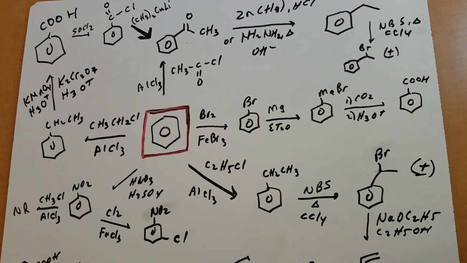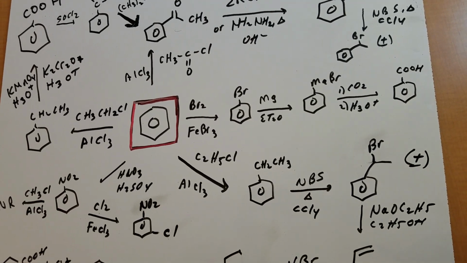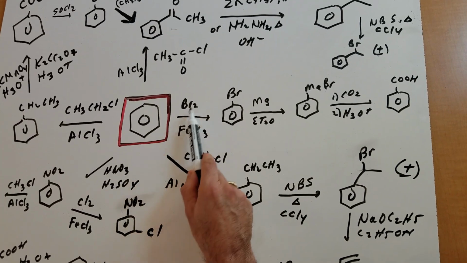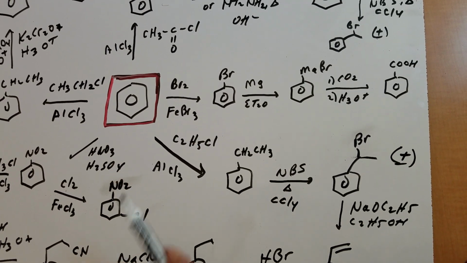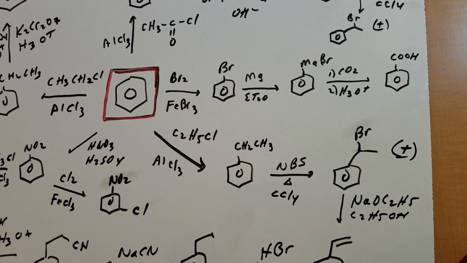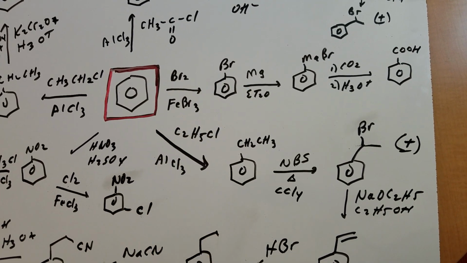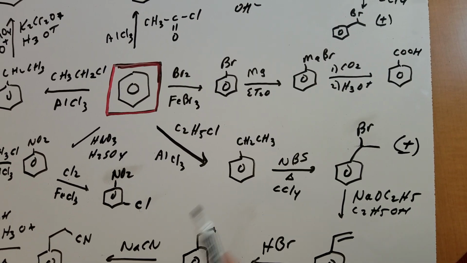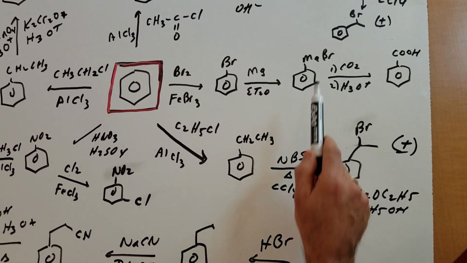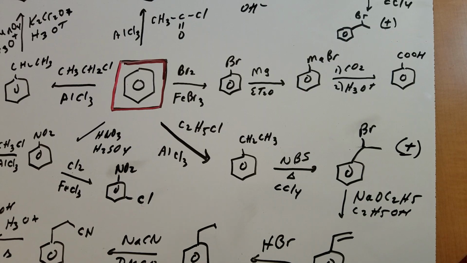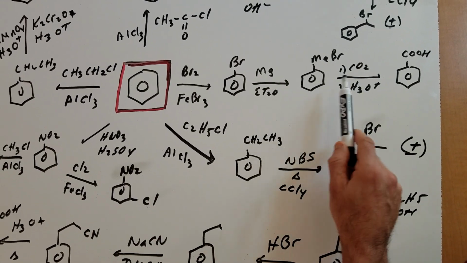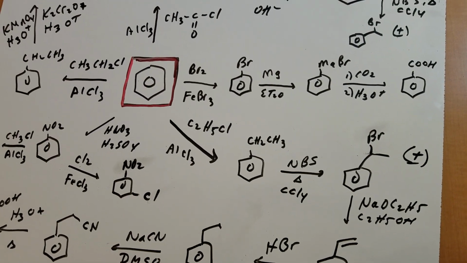Go back to the original, and what we're going to do is make a right-hand turn. We're all going to go towards 3 o'clock. I first brominate the ring. I use bromine and FeBr3, and that puts on a bromine. I then add magnesium and ether. That makes the Grignard. Once we've got the Grignard made, this would be phenyl magnesium bromide. I carbonate the Grignard with CO2 and acidify, and that makes the benzoic acid.